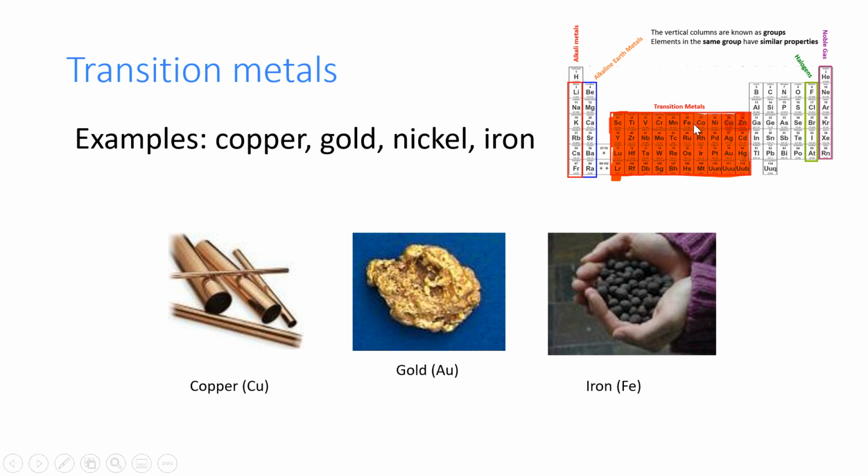The transition metals are this big group in here in the middle, and a lot of the metals we're familiar with from day-to-day life are actually transition metals. So some examples would be copper, gold, nickel, and iron. Those are all transition metals.